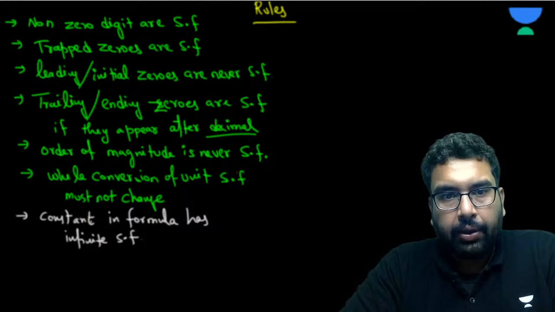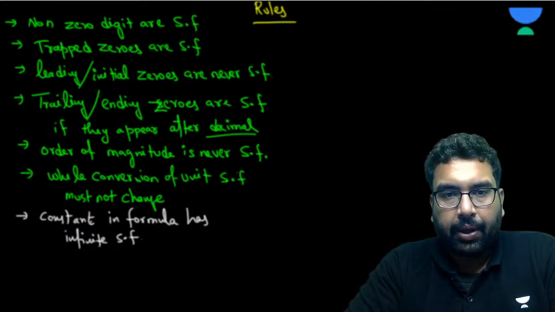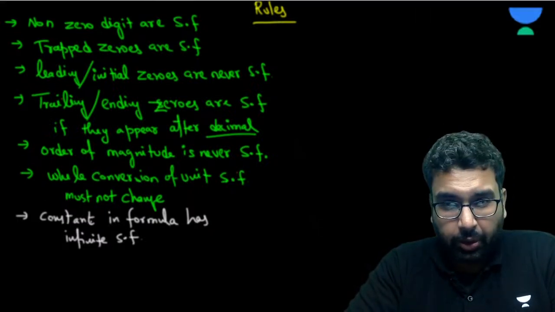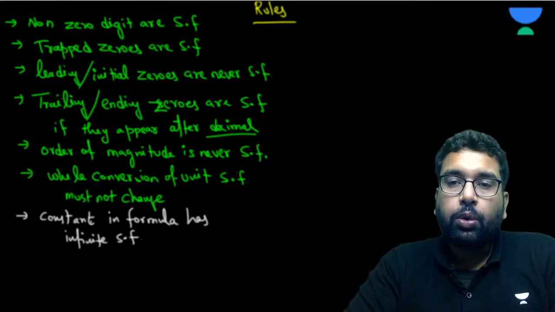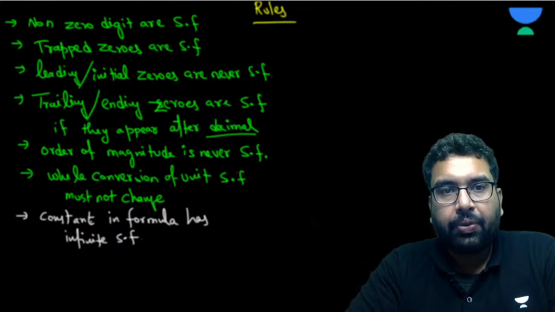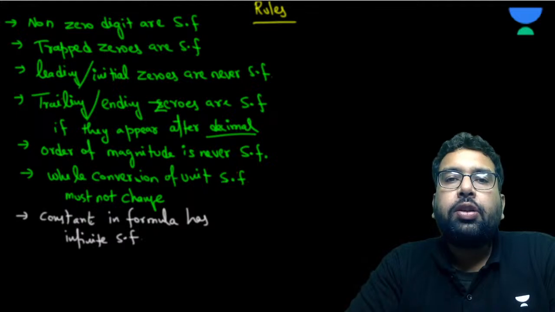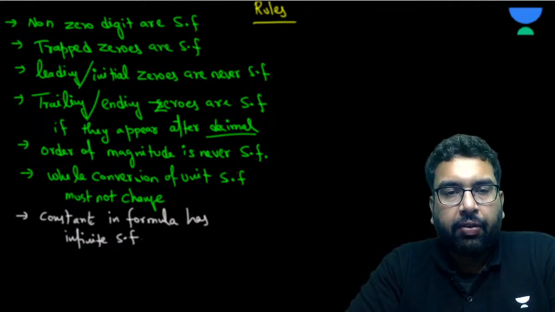Okay. So let's say, just have a read. Trap zeros are significant figures. What do we mean by trap zeros? The zeros which are between two significant figures are the trap zeros. Initial zeros and leading zeros are never significant.